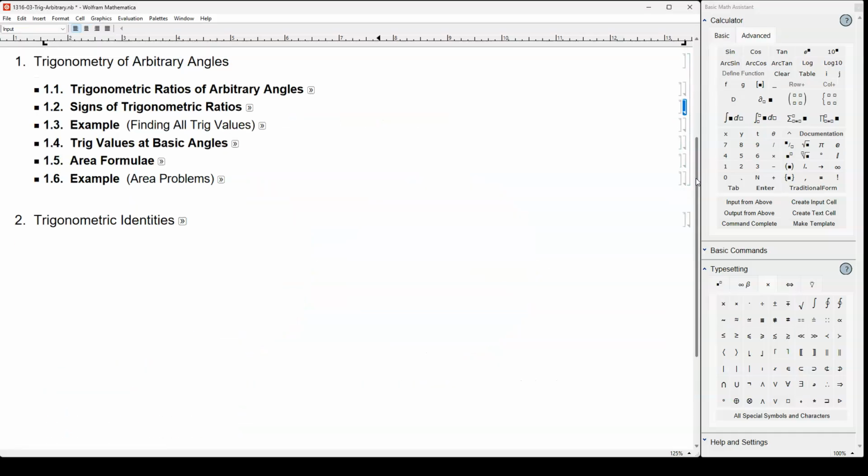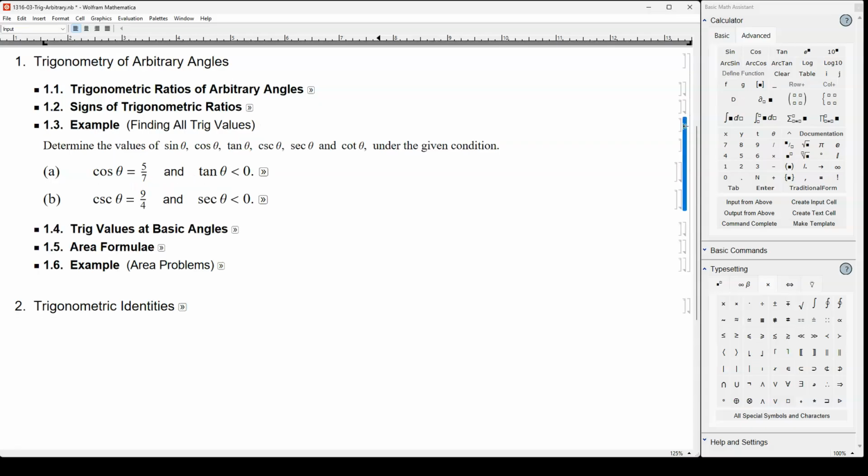Okay, let's use these to do some example problems. Here are very, very typical example problems. Cosine of theta is 5/7 and tangent of theta is negative. Find out all other trig values: sine, cosine, tangent, cosecant, secant, and cotangent.